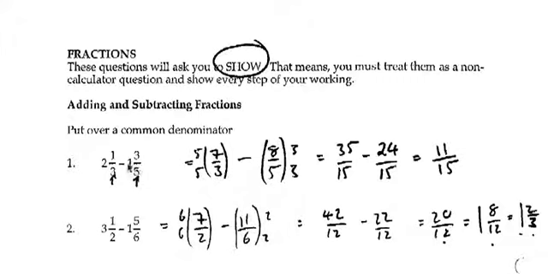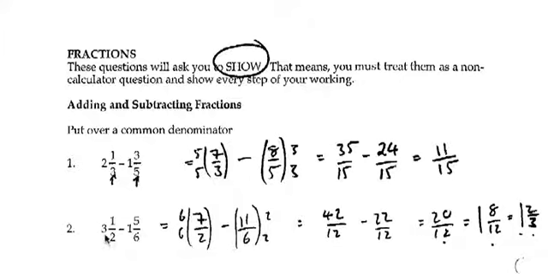1 in terms of fifths would be 5/5, so I've got 5/5 here and an extra 3/5 here, so I've got 8/5. Then we take each fraction and we multiply top and bottom by the denominator of the other fraction. So here I'm going to multiply top and bottom by 3, here I'm multiplying top and bottom by 5. That guarantees that we're going to get a common denominator. So when I've done that, I've got 35/15 take away 24/15, which is 11/15.